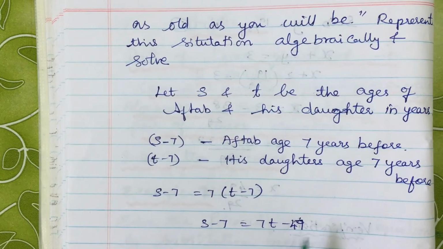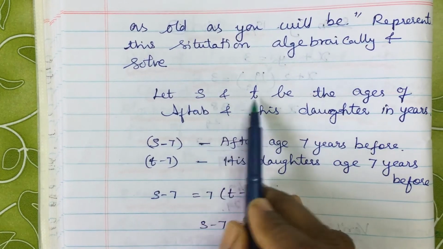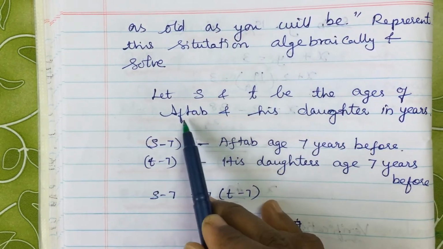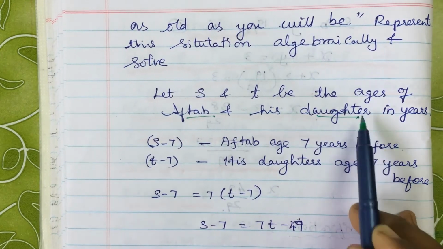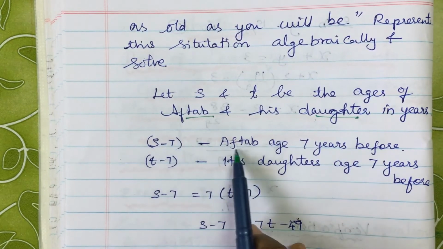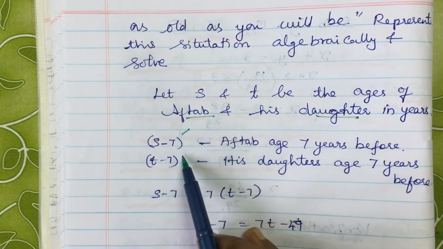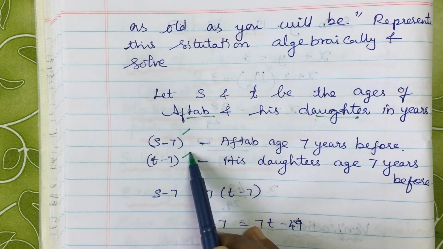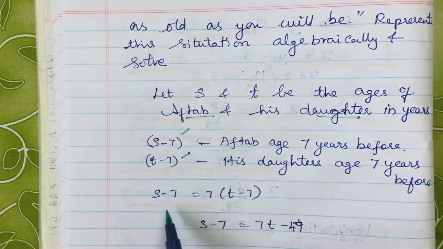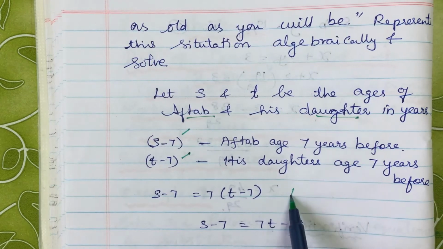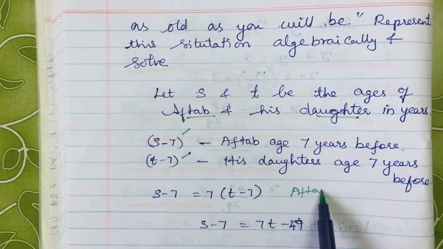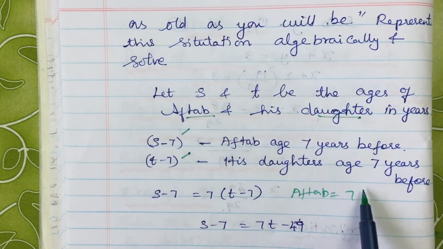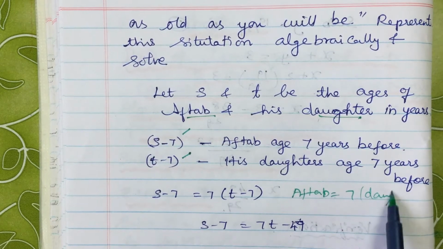Okay, so here I have taken the variables s and t to represent the ages of Aftab and his daughter. So 7 years before, the age of Aftab is s minus 7, daughter's age is t minus 7. So what is the given condition? Aftab's age equal to 7 times daughter's age.